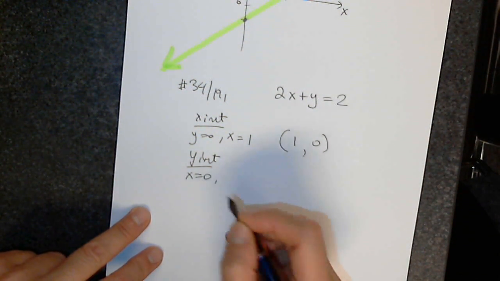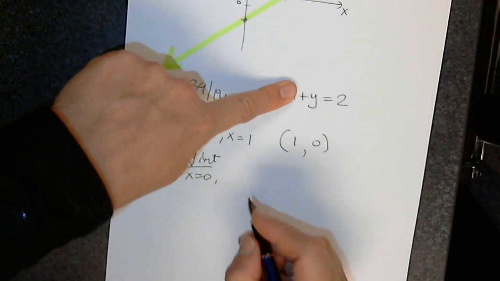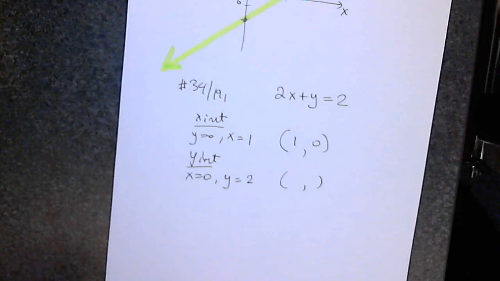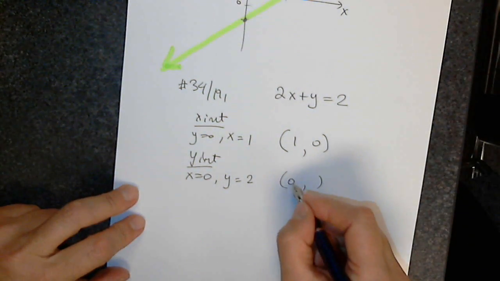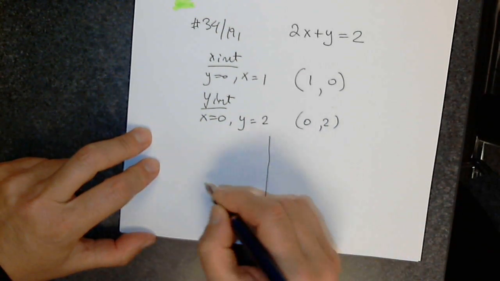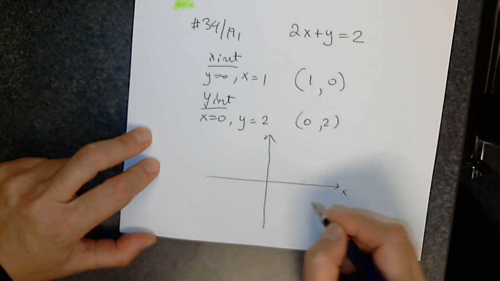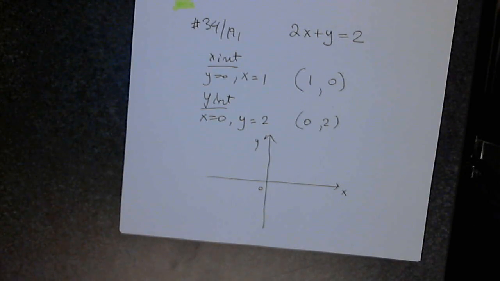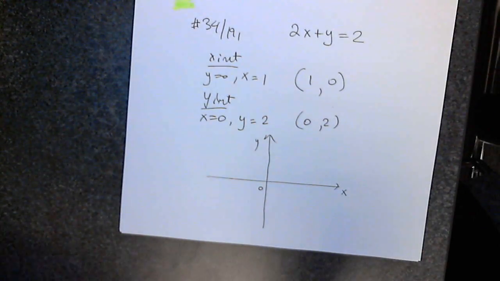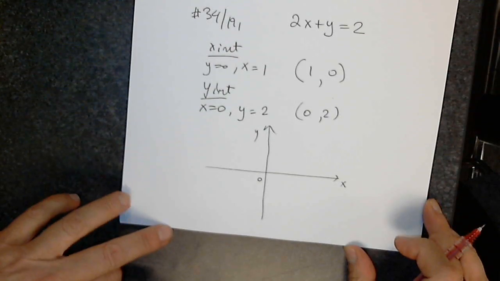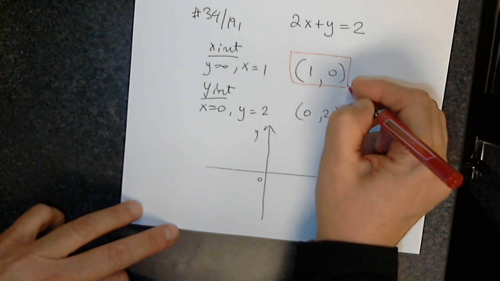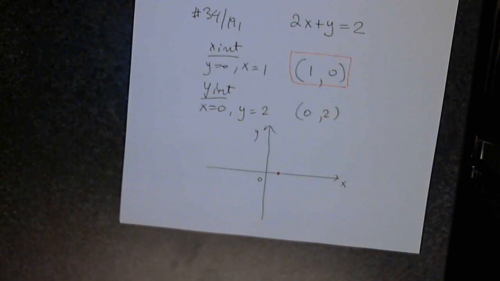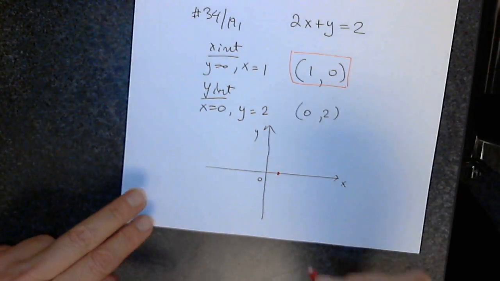Yes, when x is 0. And how much is y? 2. What is the ordered pair? X is always first, y is always, yes. So now I'm ready to graph. What is the ordered pair that I have to plot first? This is the first ordered pair that I have to plot, 1, 0. And the second ordered pair is 0, 2.